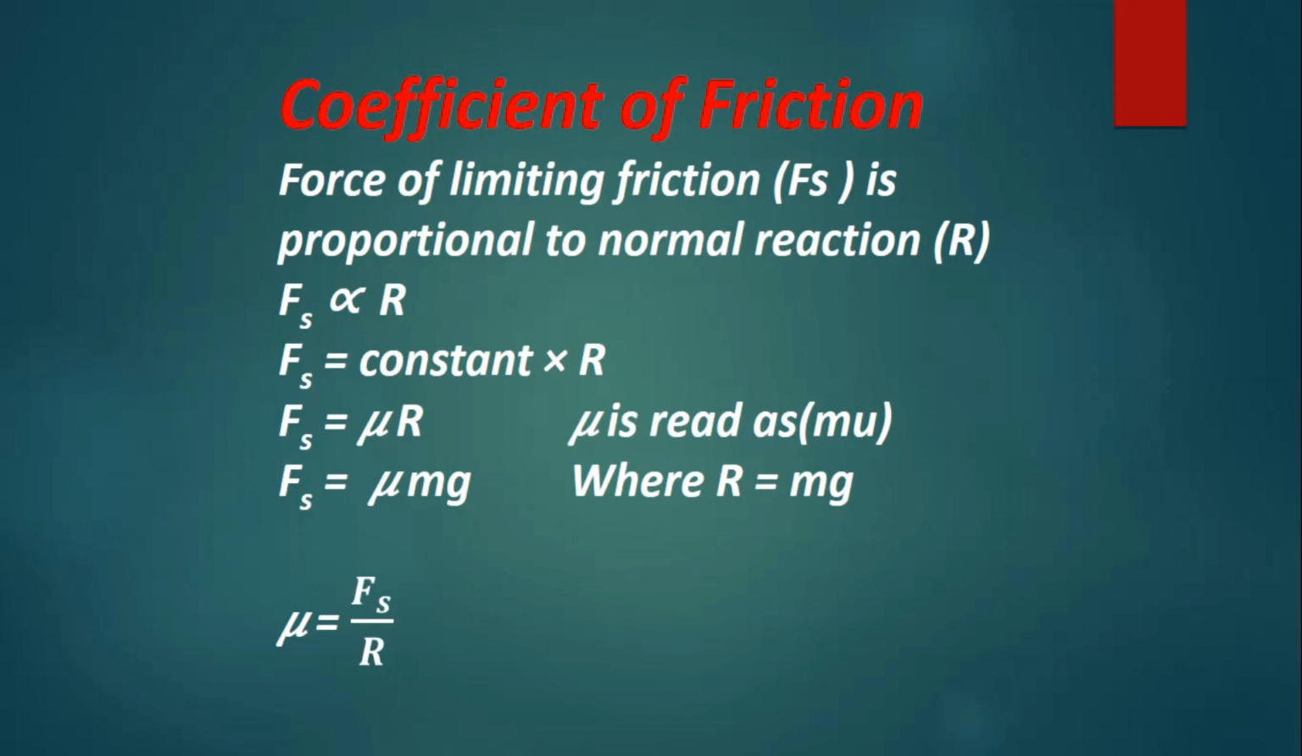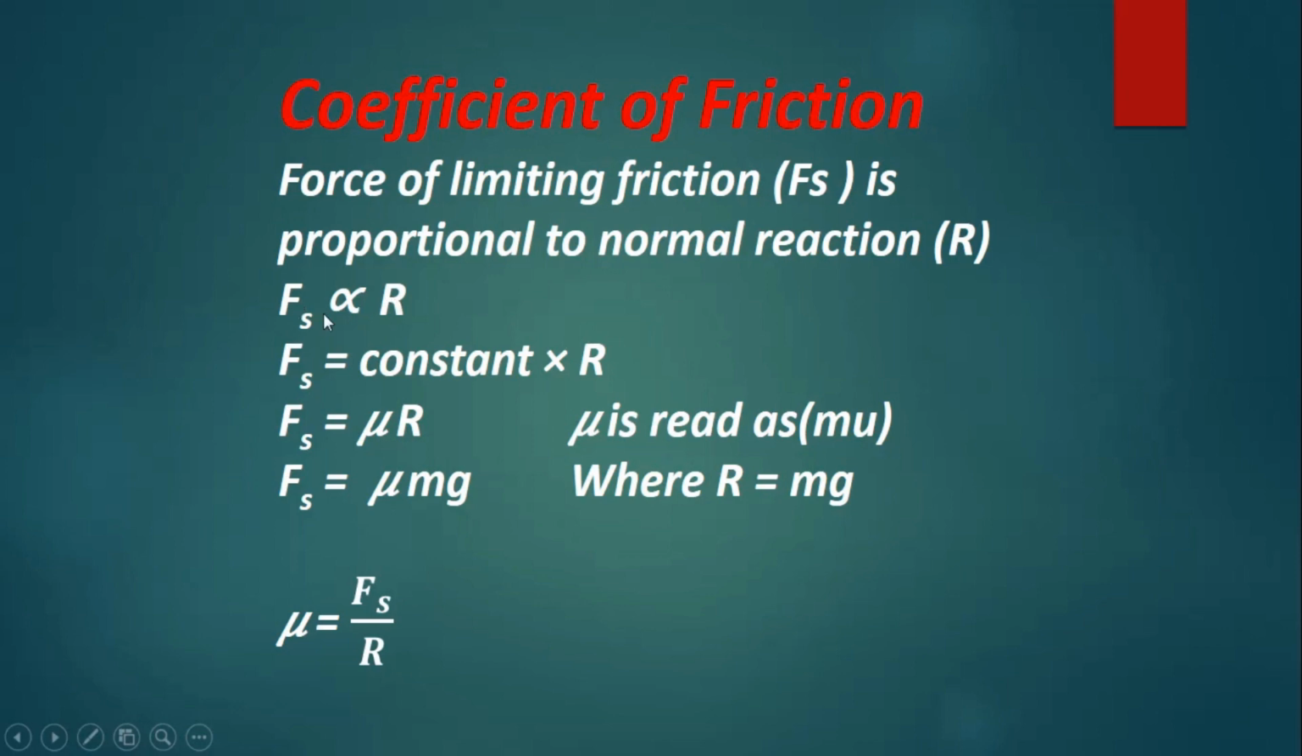When you sit on the chair, your weight is acting downward and the reaction of the chair is upward. This is a normal reaction. Clear? And this normal reaction is always equal and opposite to the weight. Now, Fs is directly proportional to R. What is directly proportional? It means if R increases, Fs increases. If R decreases, Fs will decrease.